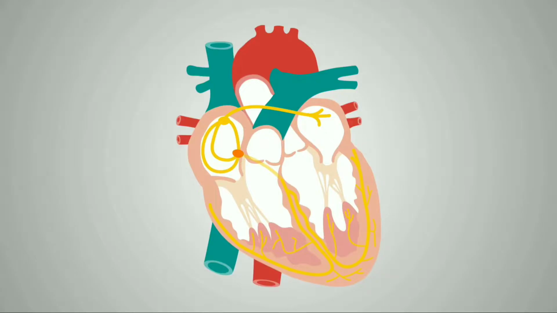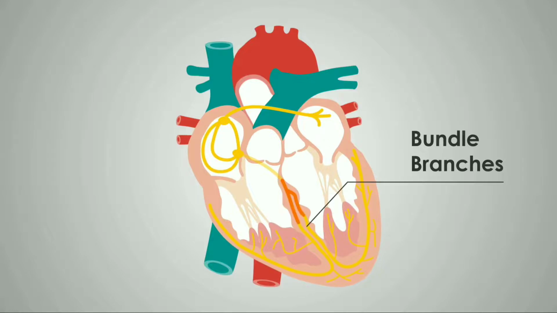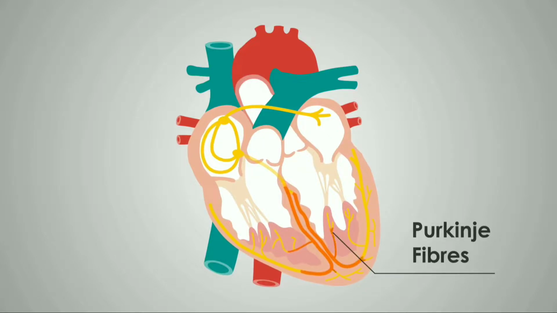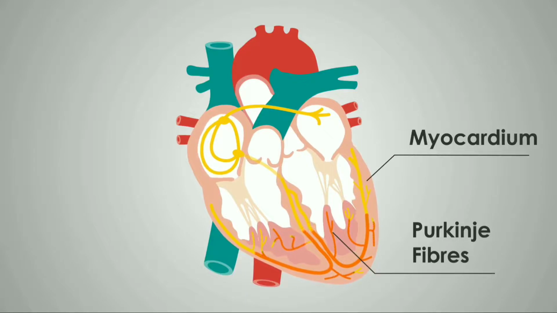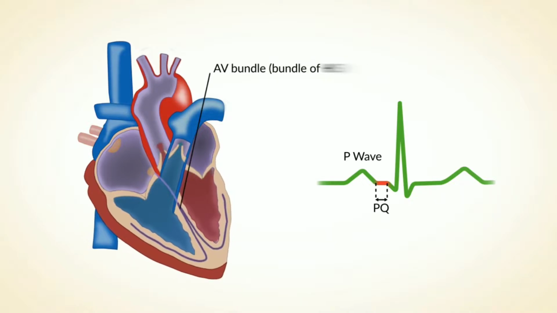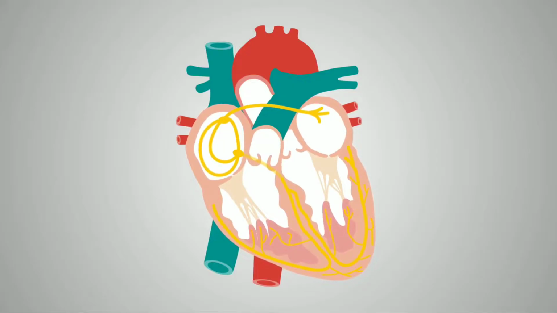From AV node, impulse passes through the bundle of His, a specialized group of cells located in the septum, which then divides into the right and left bundle branches. This results in septal depolarization and the beginning of ventricular contraction. Finally, Purkinje fibers carry impulses to myocardium of the right and left ventricles. So, AV node to bundle of His until Purkinje fibers result in ventricular contraction. And this is documented as the QRS complex in our ECG report. This ends the conduction pathway.